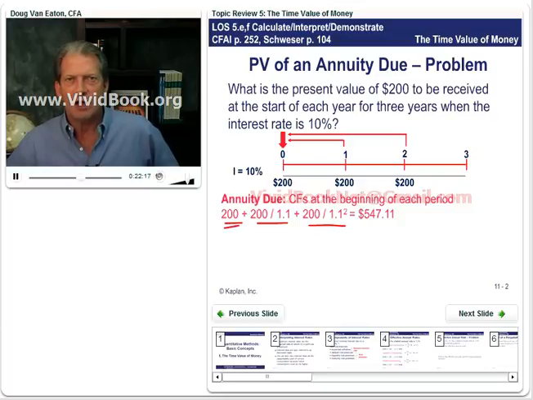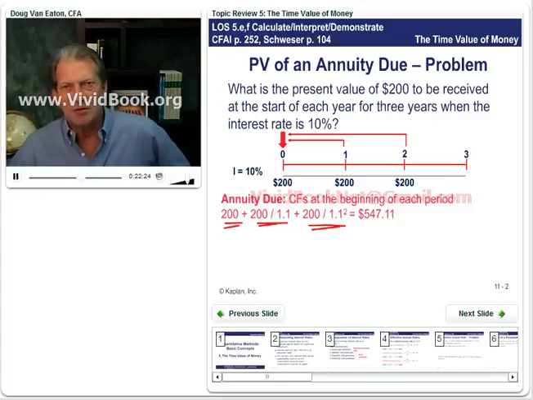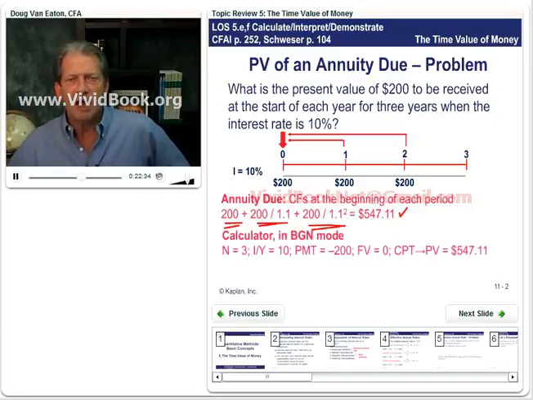So the $200 comes today, $200 a year from now has that present value, $200 2 years from now has that present value. So the present value of those 3 payments is $547.11. If we want to do this on our calculator, we put it in begin mode.